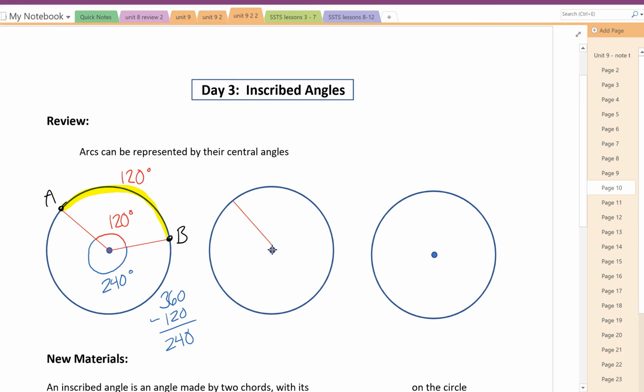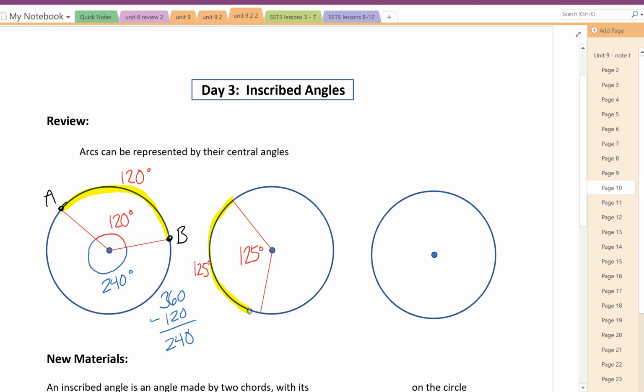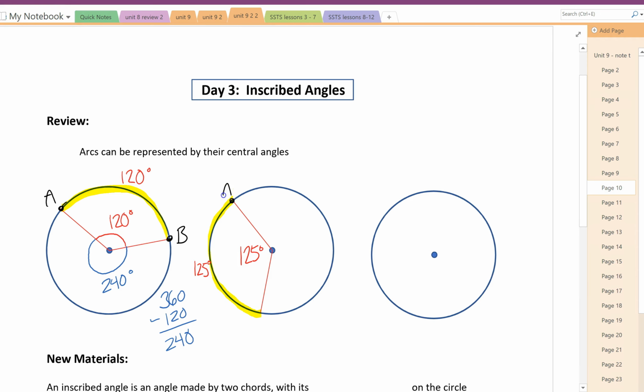Same thing over here. If I have an angle, maybe my angle this time looks like this. If I said that angle was 125 degrees, then I can either write it right there or I can write it over here. What I'm saying is that the arc I'm highlighting in yellow covers 125 out of the 360 degrees inside of this circle. And the way I would write that is arc AB is 125 degrees.